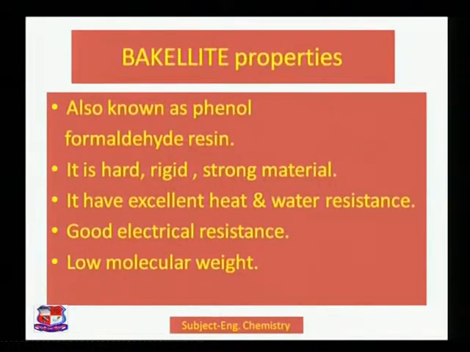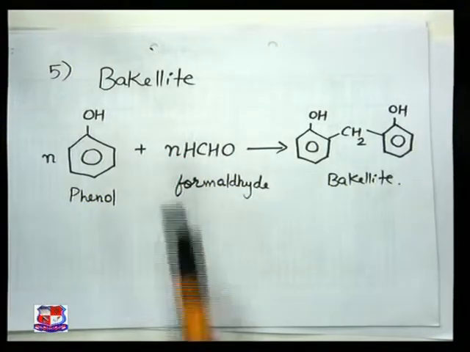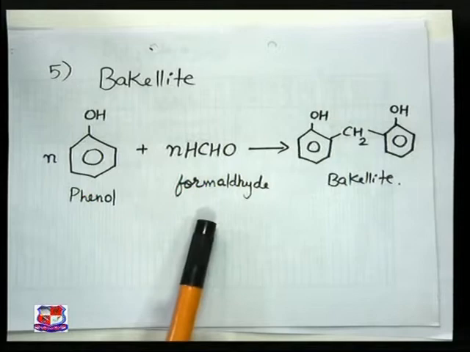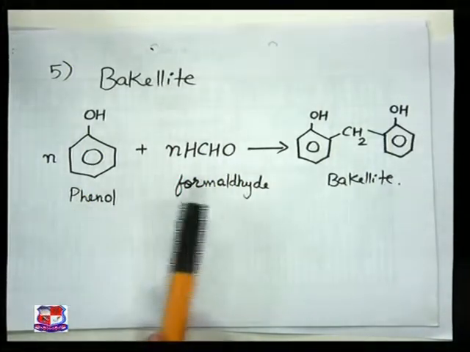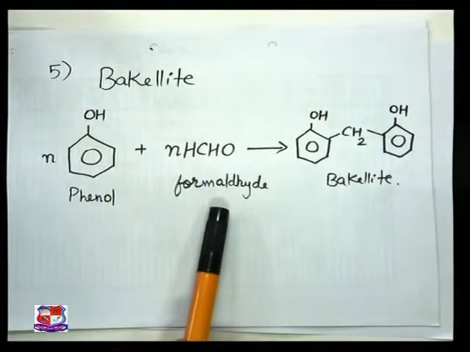You can see here bakelite. Bakelite is also known as phenol formaldehyde resin. Why is it known as this? Let us try to see the chemical reaction. Look here, this is bakelite. We have a phenol molecule, we have a formaldehyde monomer. These two are the monomers of bakelite, phenol and formaldehyde.